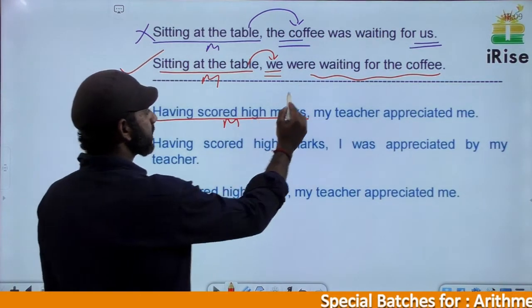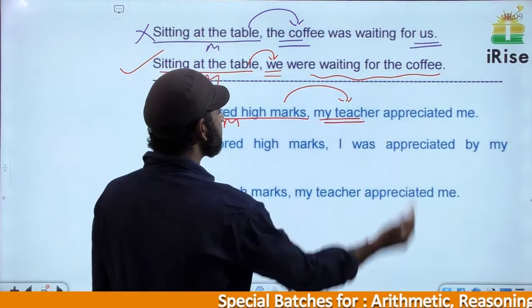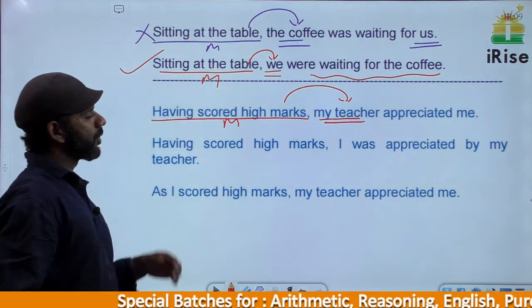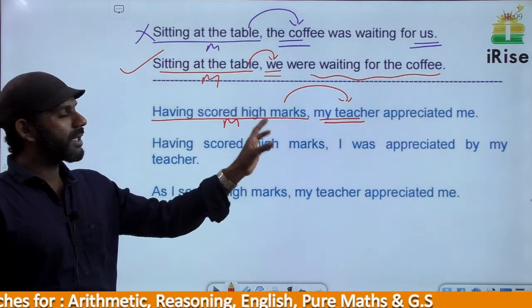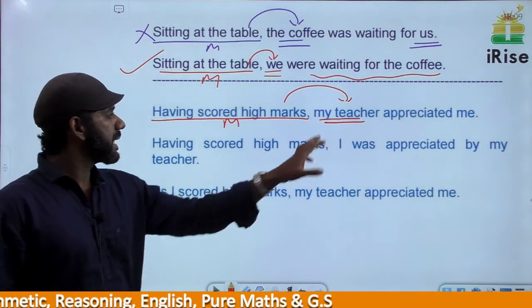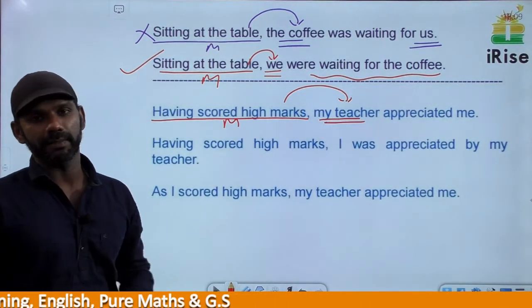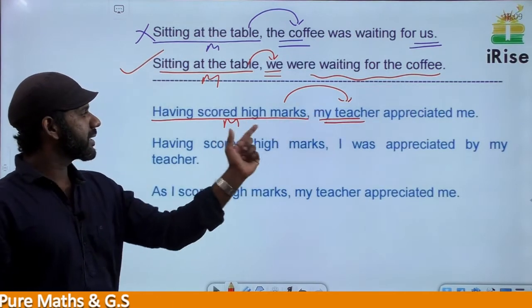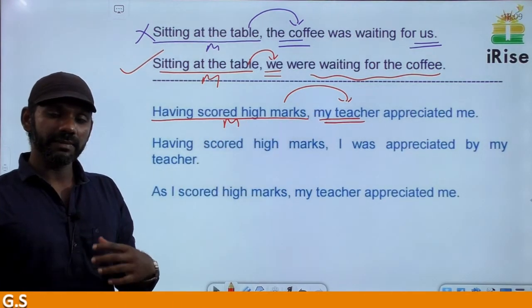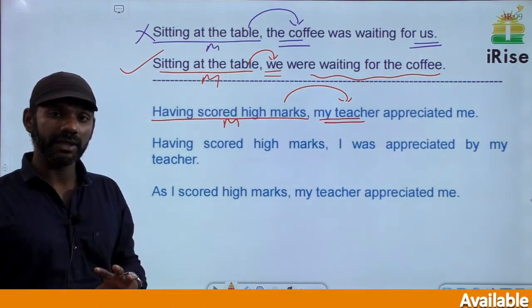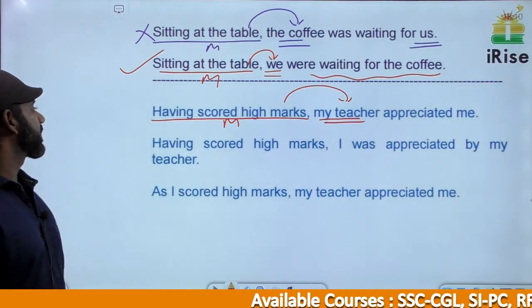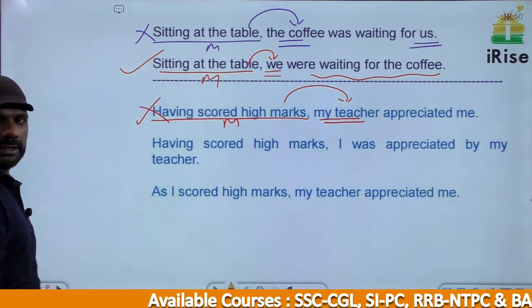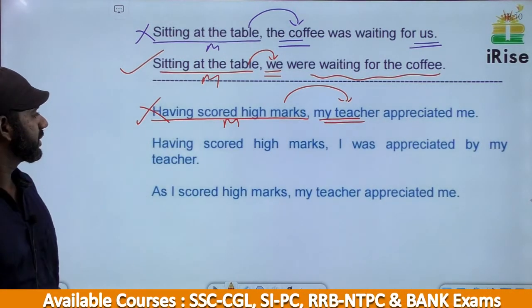And the modifier comes very close to my teacher. So the modifier is modifying the word my teacher. Having scored high marks, my teacher means my teacher scored high marks, right? My teacher must be scoring high marks, or I must be scoring high marks? I must be scoring high marks and not my teacher. So the sentence does not make sense. Eliminate it. Come to the next one.